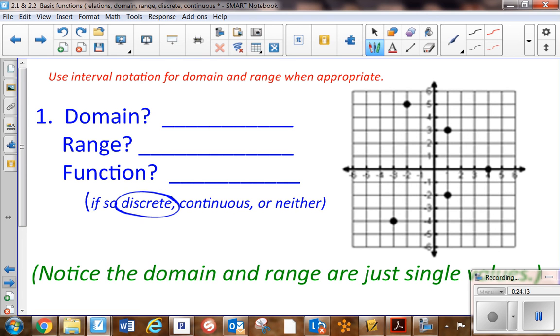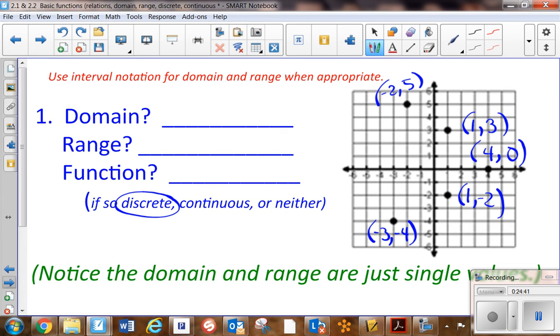Discrete, for sure, because it's just little dots here and there. Okay? All right, now the domain. What are the x's? Well, this point right here is -3, -4. This point is 1, 3. 1, -2.